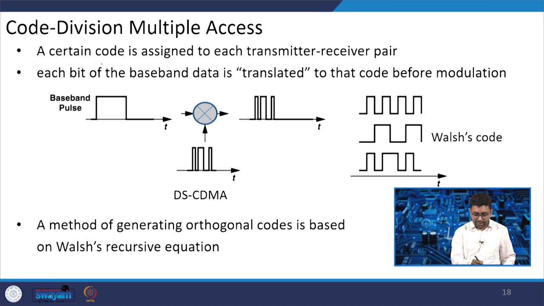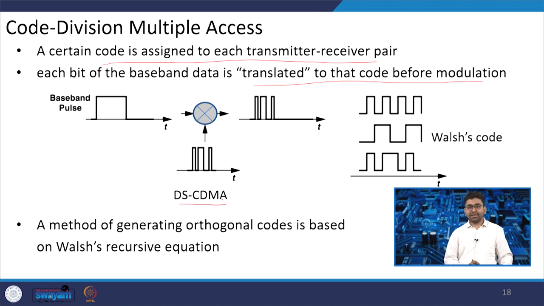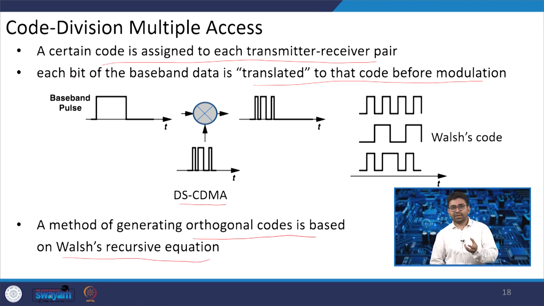A certain code is assigned to each transmit-receive pair, and each bit of the baseband data is translated to the code before modulation. So let us say we have CDMA codes which are orthogonal, and they are multiplied with the baseband pulse. You get a certain code, also called a Walsh code, and you get orthogonal codes for each user. Each user is given one code, and this is called the Walsh recursive equation. These codes are provided to each user. Now the same frequency band can be used.